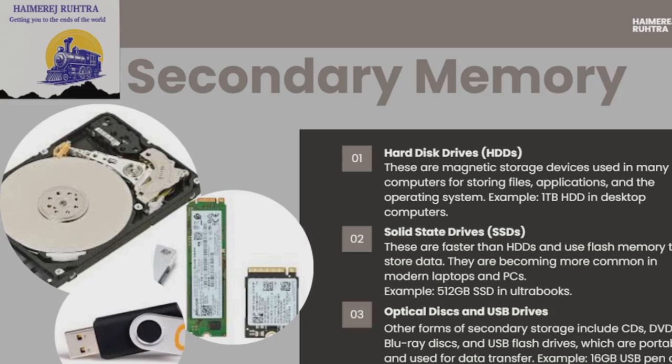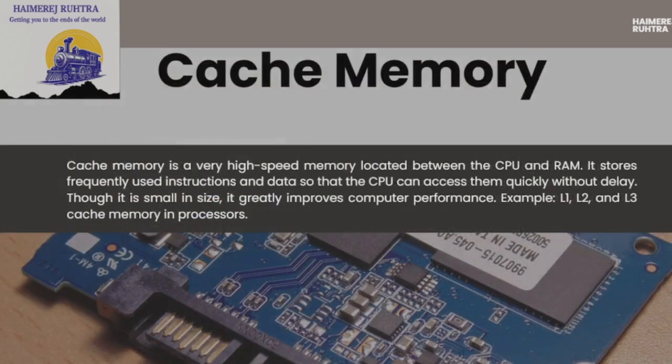So right now, almost all of the upcoming PCs have SSD drives inside, instead of the hard disk drive that we normally see in the older versions. But some, even if it's a new machine, do have the hard disk drive. They have the optical discs and USB drives. So you have the CDs, the DVDs, the Blu-rays, and the USB flash drives. All these are optical.